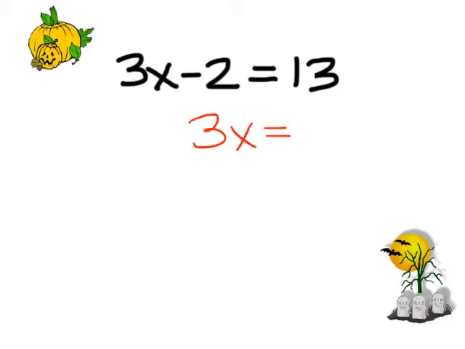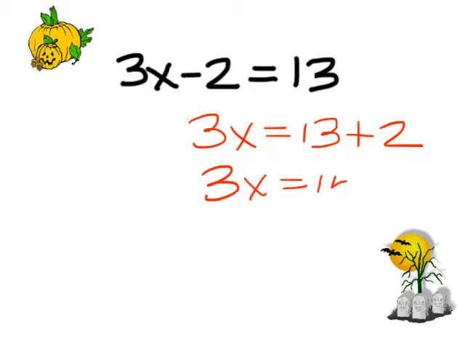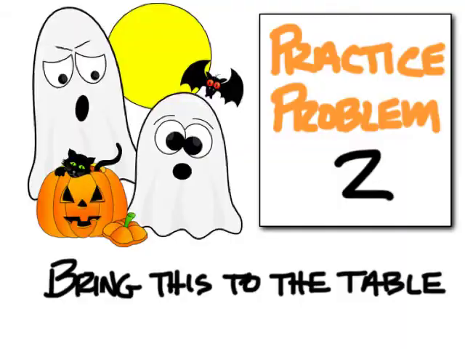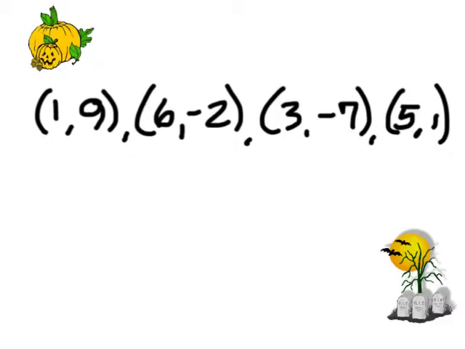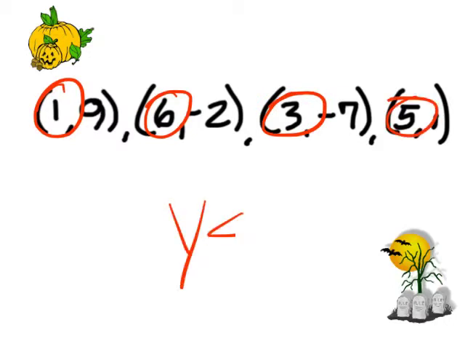The bonus problem is 3x equals 13 plus 2. That's a 15. Divide by 3 to get an answer of 5. Practice problem number 2. The solution for the practice, you have 1, 6, 3, and 5. They're all different, so the answer is yes.